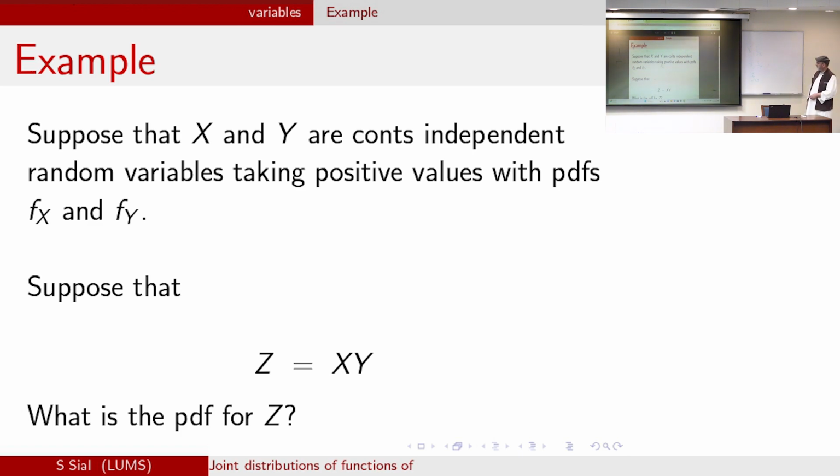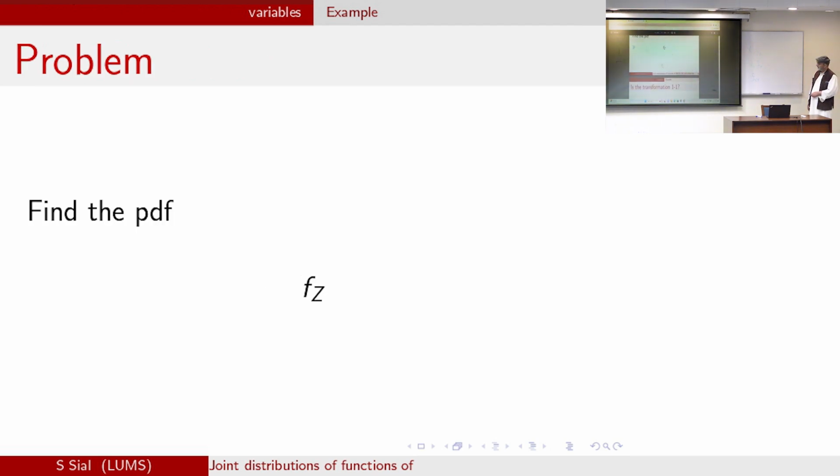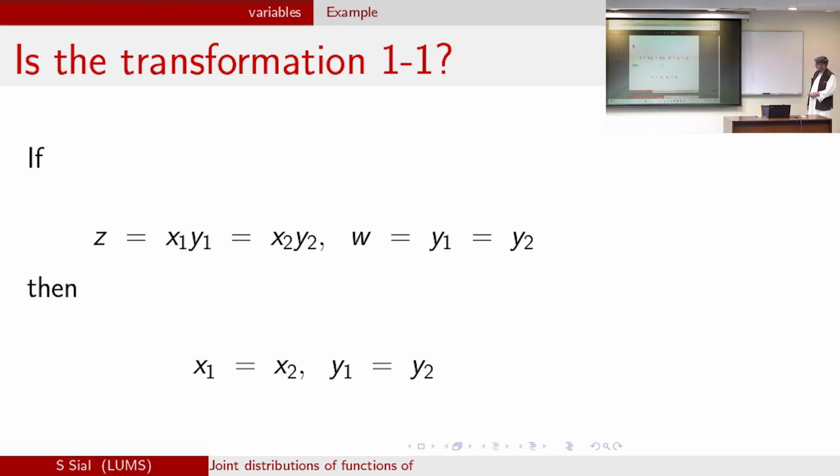Okay, so let's suppose that, as an example, x and y are continuous independent random variables. They take only positive values, and we know their PDFs f sub x and f sub y. And we are interested in the product of x and y, so let's call that z. So we're going to let z equal x times y, and we can let w equal y. I'm interested in the PDF for z. First, I'm going to find the joint PDF for z and w, and then I'm going to find the PDF for z.